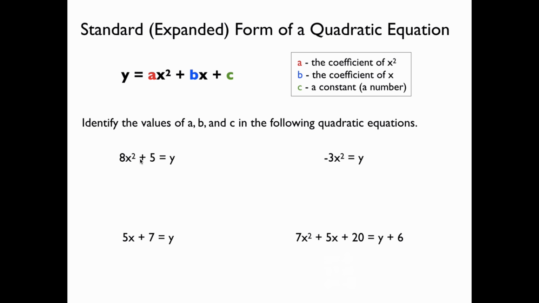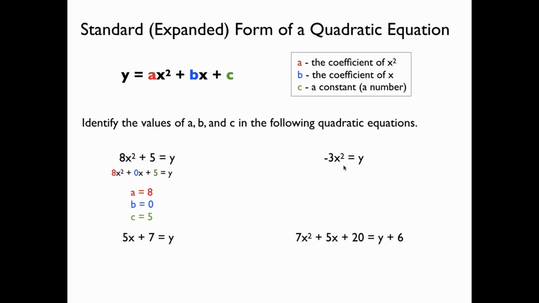As you might have guessed, if we reinterpret this as 8x squared plus 0 times x plus 5 equals y, we can clearly see the value of b. If the value of b is 0, then our middle term is 0x, which means the product would be 0, and that means we don't have to write it in our expression. So the value of a is 8, the value of b is 0, and the value of c is 5.